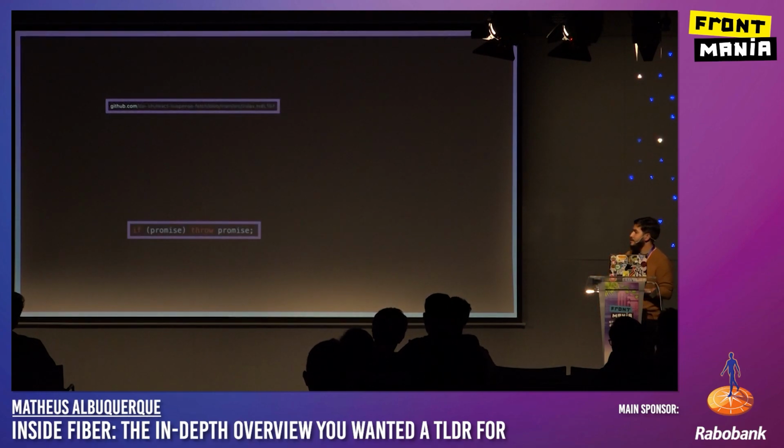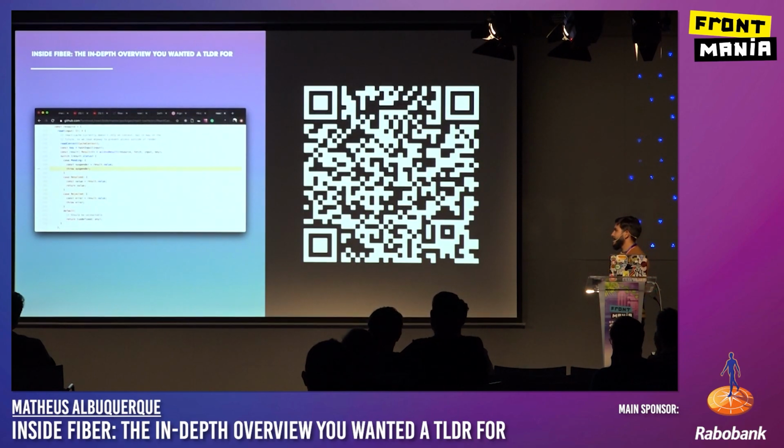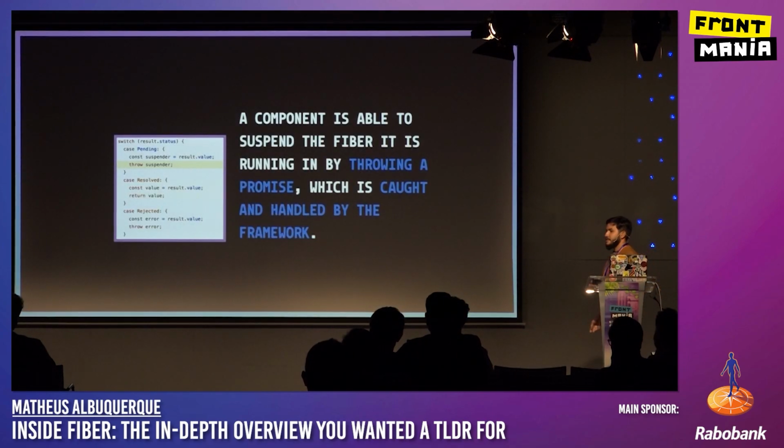And if we start digging into the source code of these APIs, this is React Suspense Fetch, you're going to see similar blocks of code. They're basically throwing promises. And even React Cache, I think it's one of the best examples we can check. If we see the source, we're going to see basically the same pattern. Their component can suspend the fiber it is running in by throwing a promise.